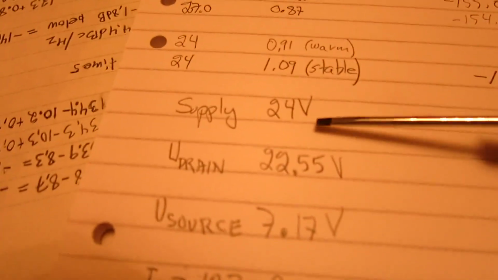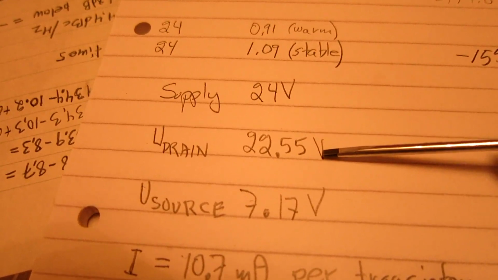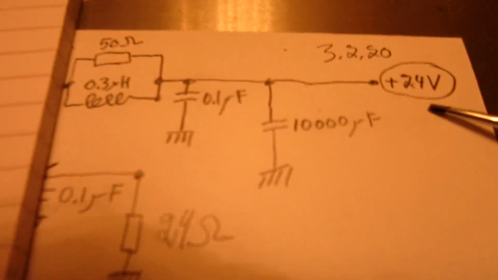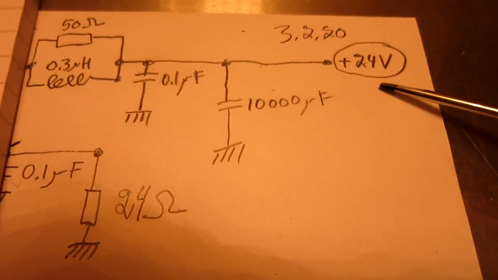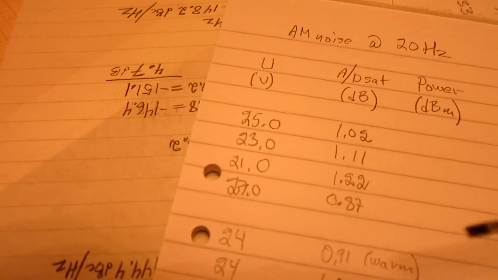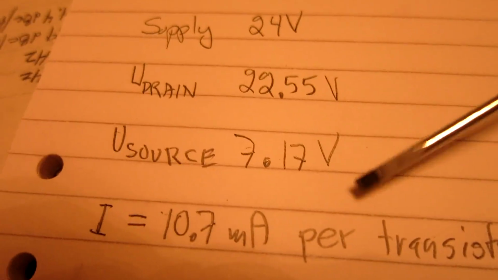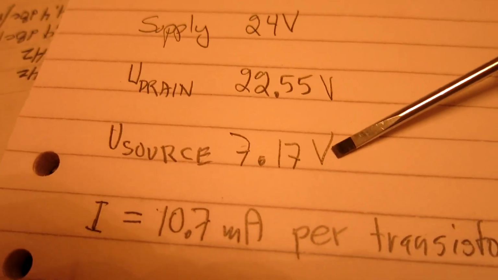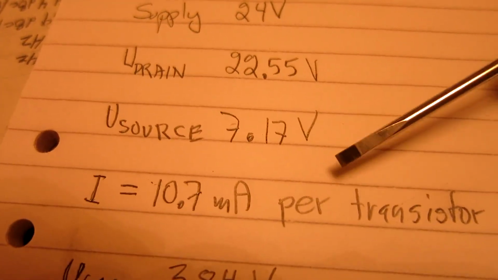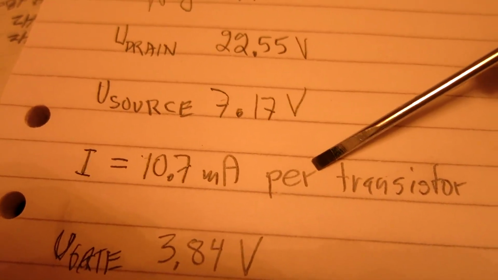Then, with the supply 24, the voltage on the drain of the transistors, that is this point where I supply the unit in the schematic. There is an RC filter also in the box, so the drain voltage is 22.5, and on the source I have 7 volts. That means the current is 10.7 milliamps per transistor.